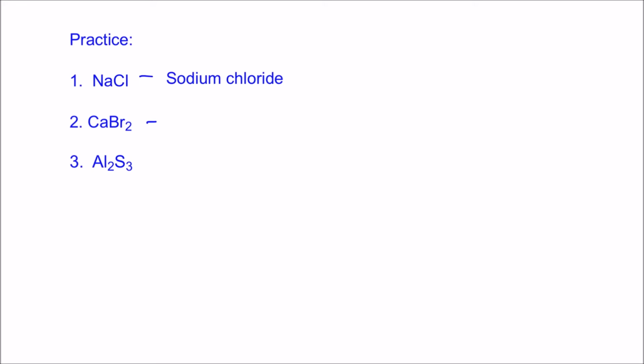Alright, we need to write the name of the first element because this is binary and the first element, calcium, is a metal. So we're going to write calcium. Now we need the stem of the second element. The second element's bromine, so the stem for that is going to be brome. And then we're going to add IDE to the end. So we end up with calcium bromide.